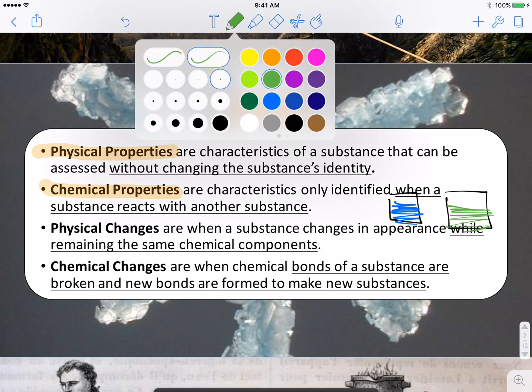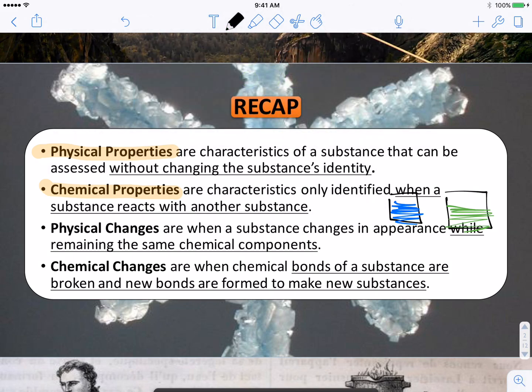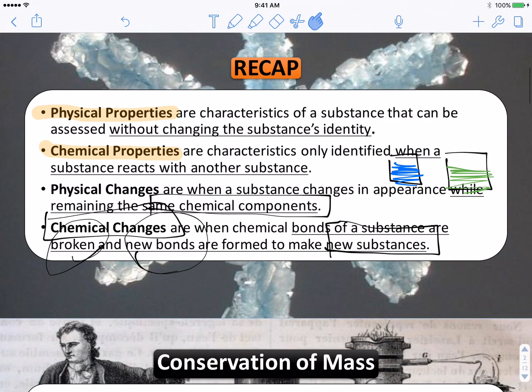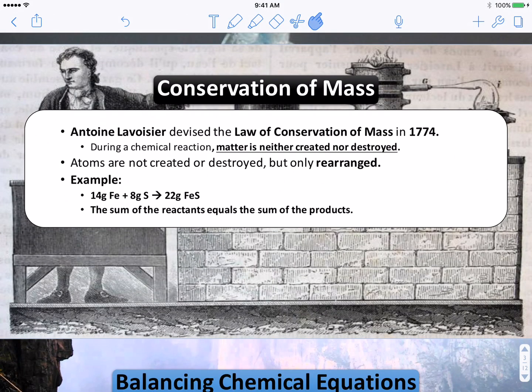Physical changes are when a substance can undergo a change in appearance while retaining its same chemical components. So no bonds are broken or made. Whereas in chemical changes, the bonds of a substance are broken and new, different bonds are formed between other atoms to make new substances. And that's what we're going to look at today.